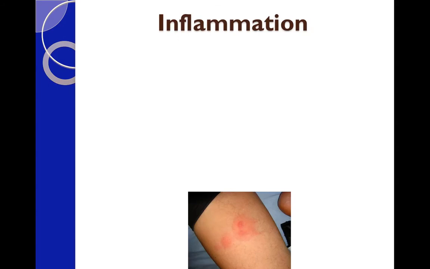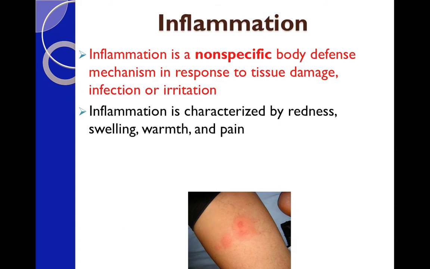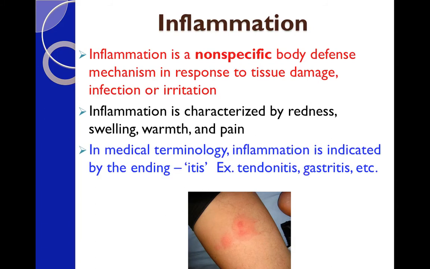Now, inflammation is a non-specific body defense that responds to any type of tissue damage, infection, or irritation. The four cardinal signs are redness, swelling, warmth, and pain. And you've probably heard the term itis. Itis describes any type of inflammation, whether it's your tendon or your stomach lining.